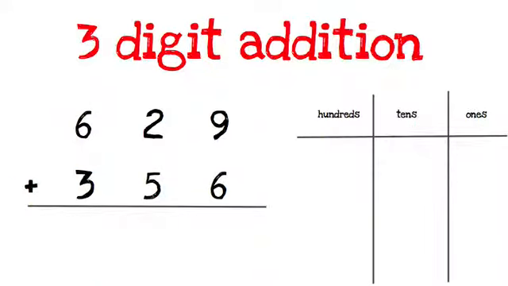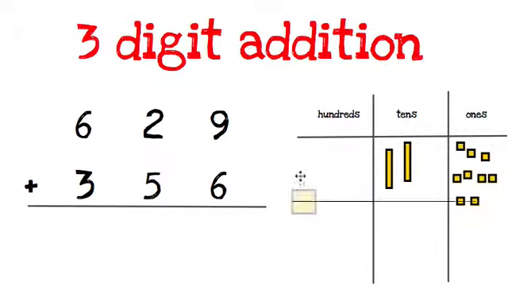Let's try one with regrouping. So again, I start in the ones column. I make sure my numbers are lined up. And then I can draw my picture. I always draw my picture. So I have 9 ones. And then I have 2 in the tens place, so I have 2 tens. And I have 6 in the hundreds.